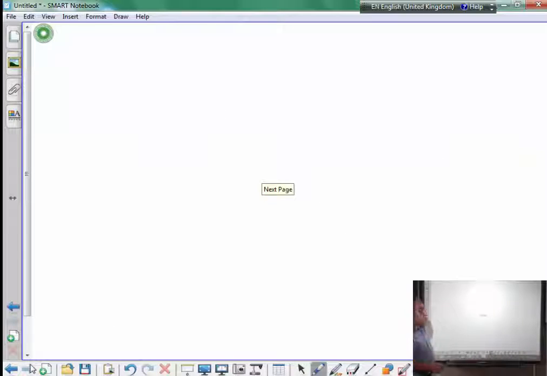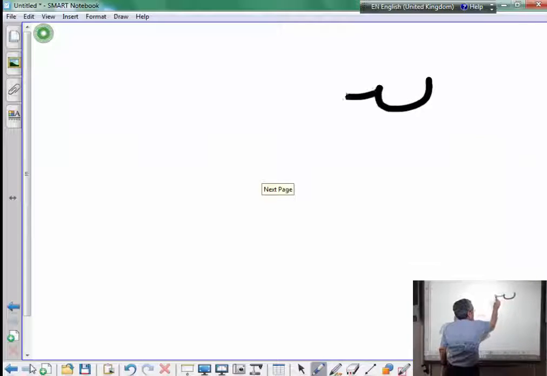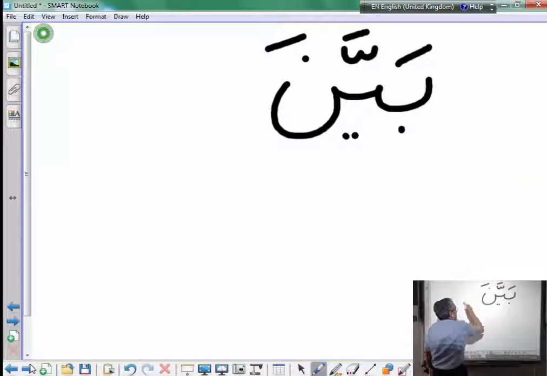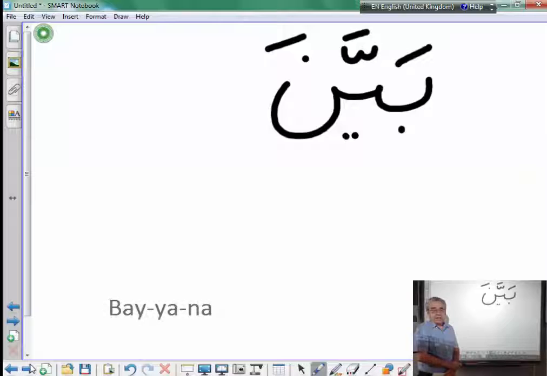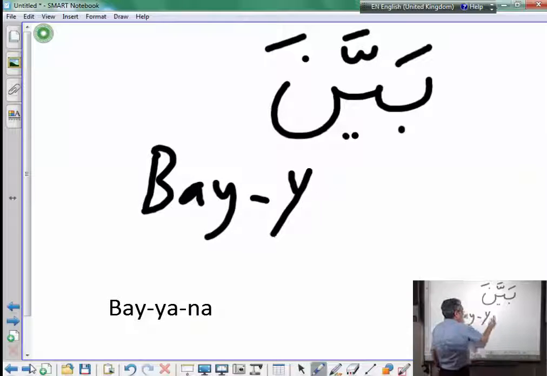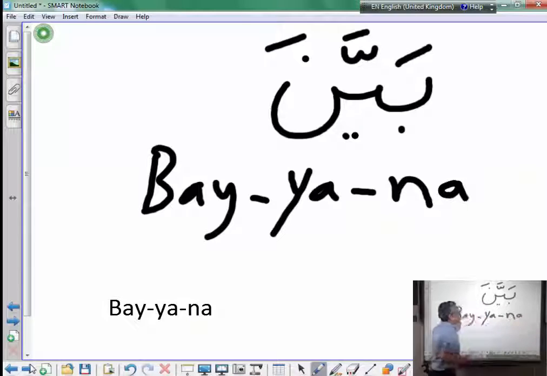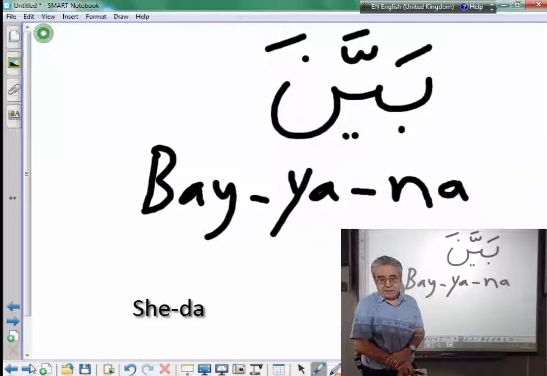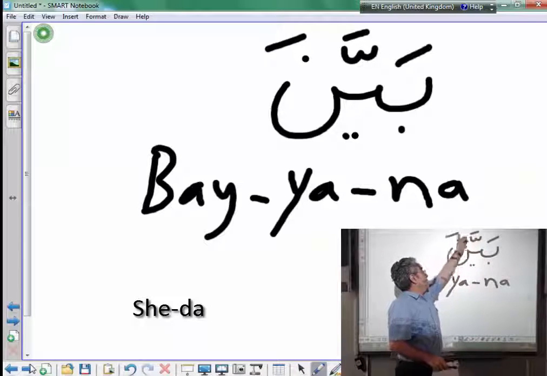Let us take some more examples. How do I read this word loudly? Bayyana. Bayyana. What do we call that symbol? Shadda. Fatha, fatha, fatha.